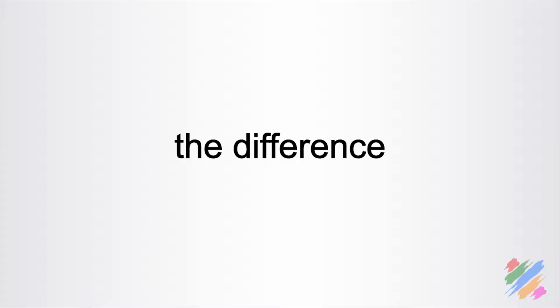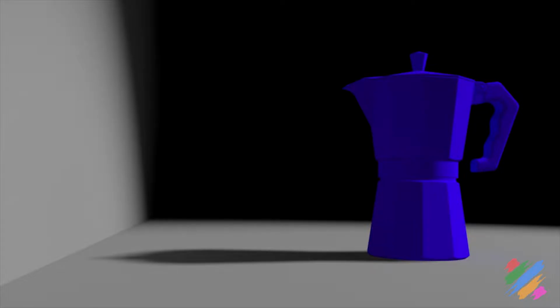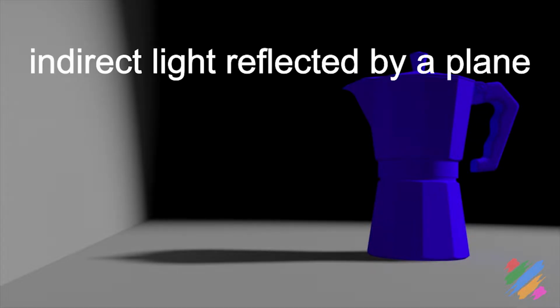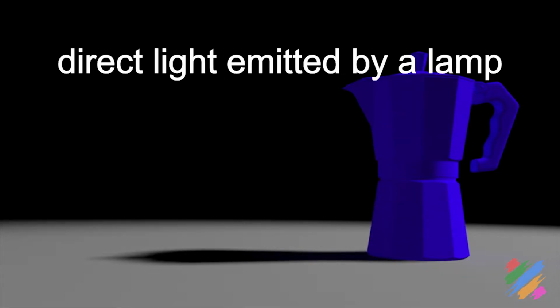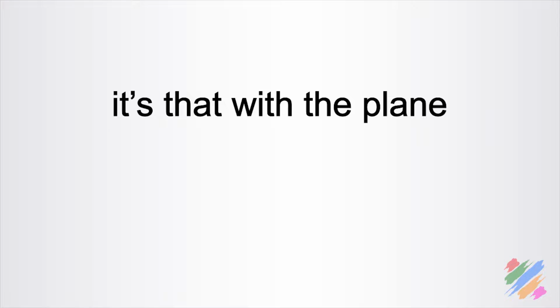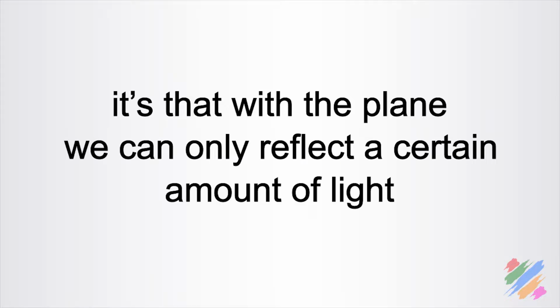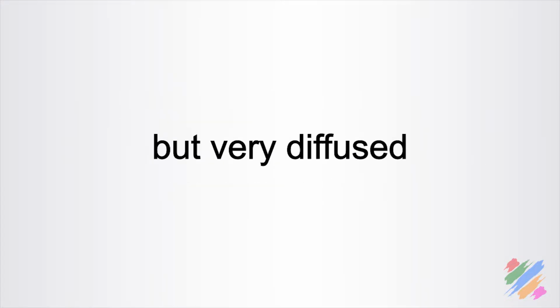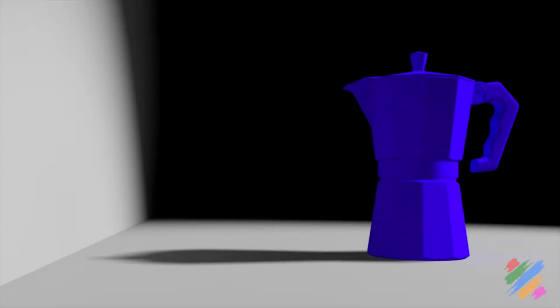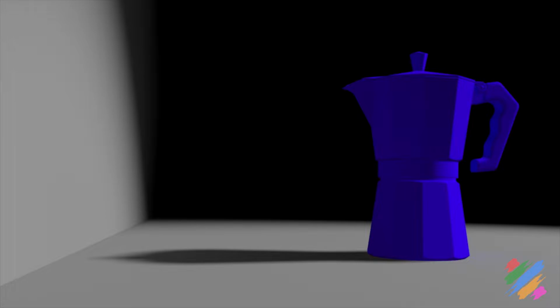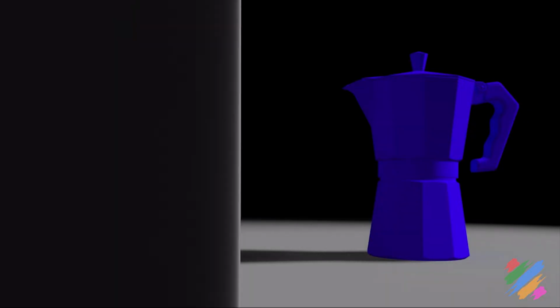In this case, the difference between using an indirect light reflected by a plane to work on the dark side, or a direct light emitted by a lamp, is that with the plane we can only reflect a certain amount of light, but very diffused. If we want to increase its intensity, we have to increase the intensity of the main direct light, or move our plane closer to our scene. And this is not always possible.